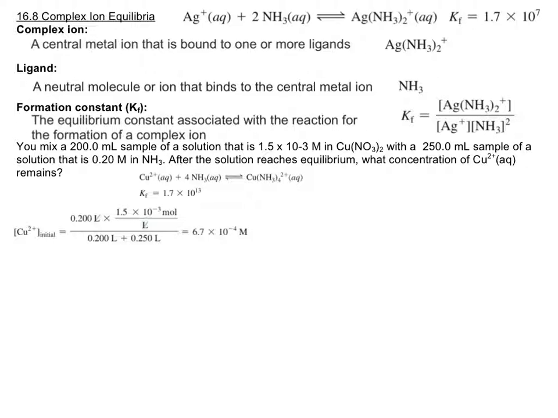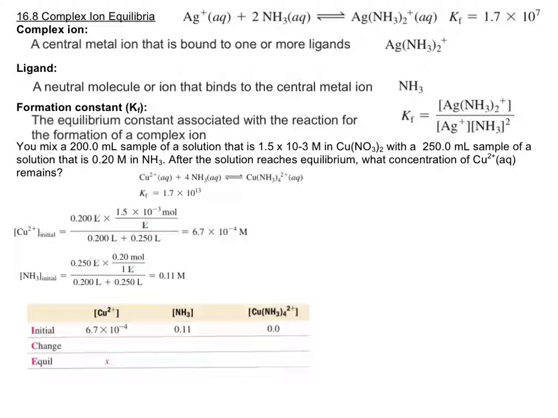And then for the NH3, again, we'll have the same volume on the bottom, the two volumes added together. And on the top, it'll be 0.25 liters times 0.2 over 1, because that's how many moles per liter we started with. Okay, so that'll be 0.11 molar. So now if we make our ICE table, our initial concentration is going to be 6.7 times 10 to the minus fourth for copper and 0.11 for the ammonia. And our complex ion has an initial concentration of 0 because we don't have any of that to start.